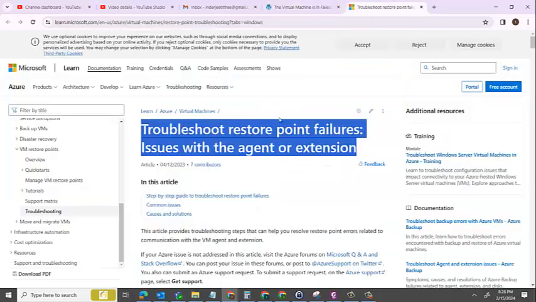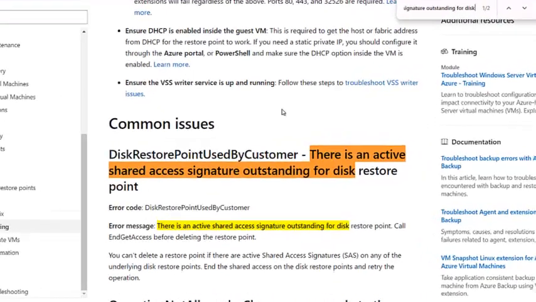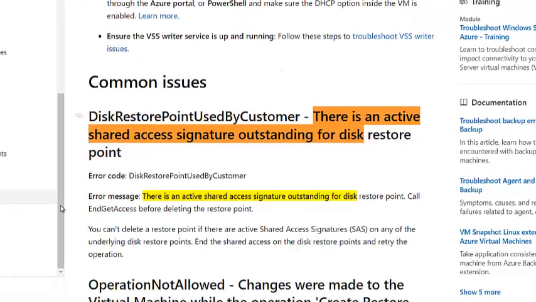If I search for this particular error message in this article, what I was trying to do was just start my virtual machine. Over here, this is an issue where I'm unable to delete. You can't delete a restore point. This is saying that I should not be able to delete a virtual machine or a restore point, and that's not the same issue, even though the error message is the same.